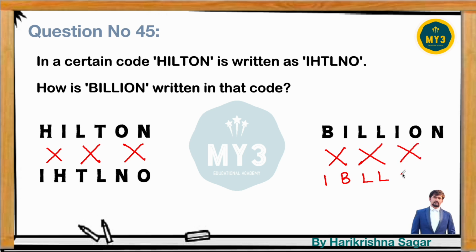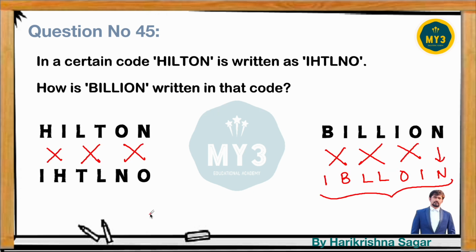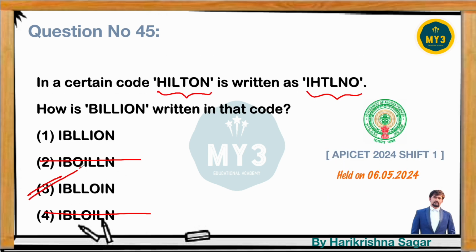IO should be coded as OI. N should be coded as N only because the next letter is not available. So IB, LL, OI, N should be the answer choice. You can check: IB, LL, then OI, N, which is available as option 2. You can mark it as the answer choice.